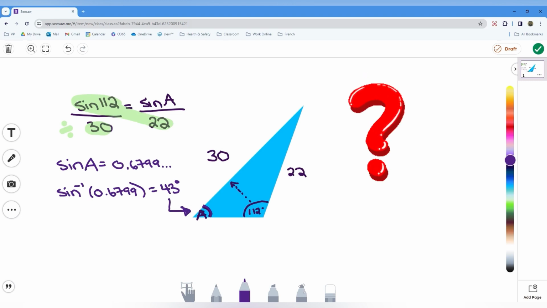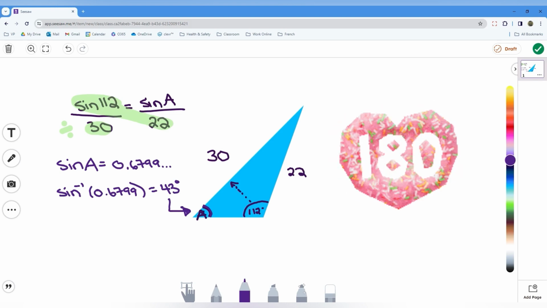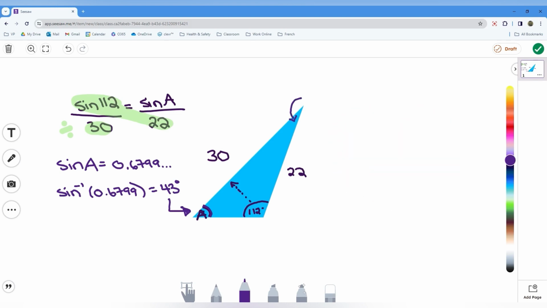What's this third angle? Once again, we could do the law of sine. But there's a shortcut because remember, a triangle has to add to 180. So if I wanted to solve this triangle, I can simply put in 180 minus the 43 degrees that we just found, minus the 112 that we were given when we started. And what do we get? You got it. We get 25 degrees. Remember the symbol for degrees is that little circle.